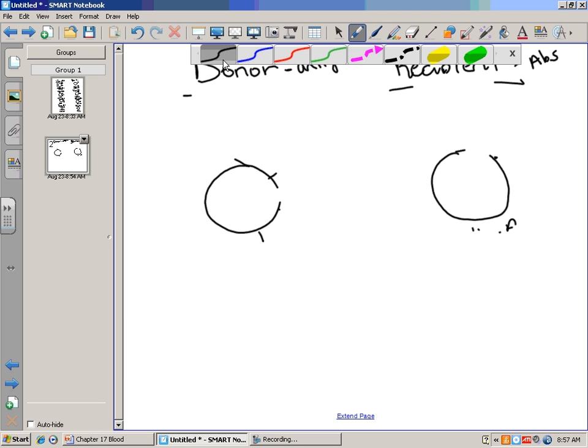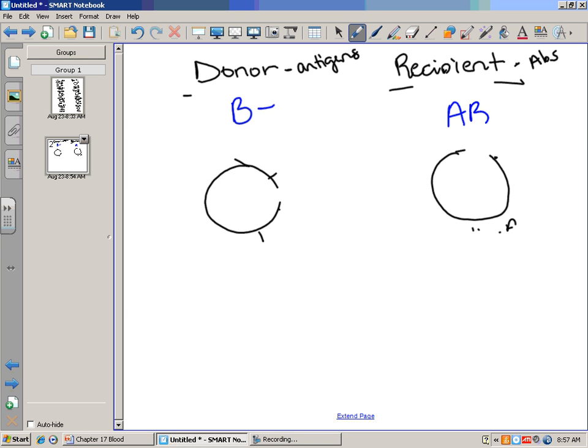Okay. Who's my donor? B negative. Recipient? AB positive. Okay, so just flipped it. See, can it go the other way, right? So what is the antigen on my B negative? B. We don't care about the antibodies, right? Because this is the donor.